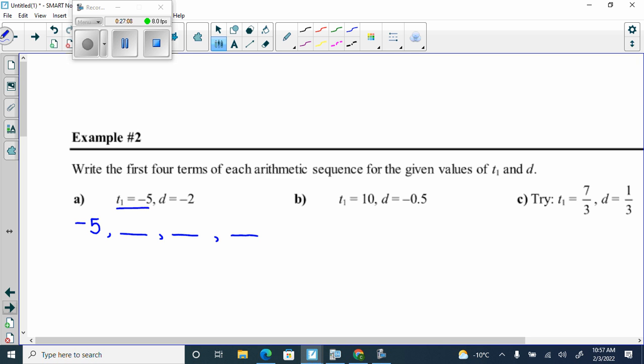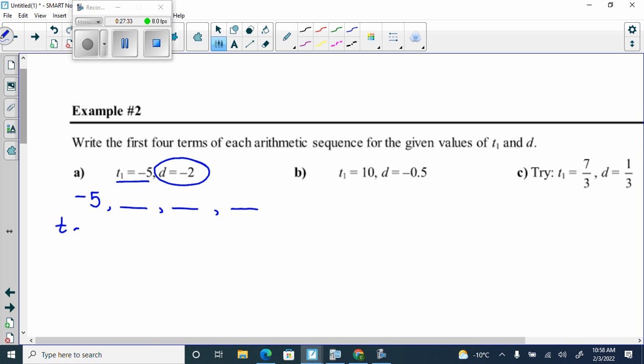We agree? And D is negative. So are my numbers going to get smaller, so more negative, or are they going to increase? They're going to keep going down, correct? Because it's minus 2. So if I'm at minus 5, I'm expecting the next term to be smaller than that. Correct? So term 2 is just negative 5 plus D, so plus negative 2. So what do I get? Negative 7, right? And then term 3 is negative 7 plus D, plus negative 2, which is negative 9.